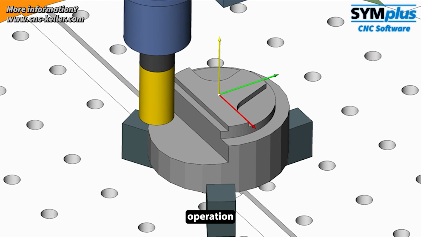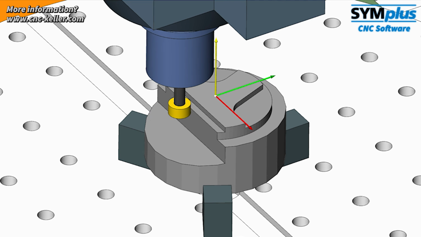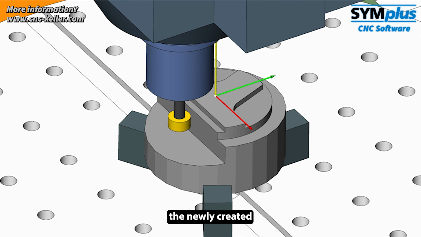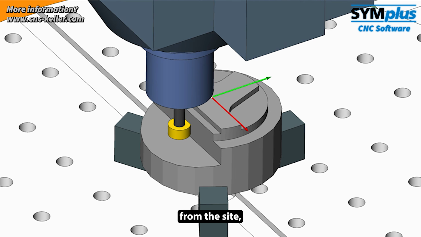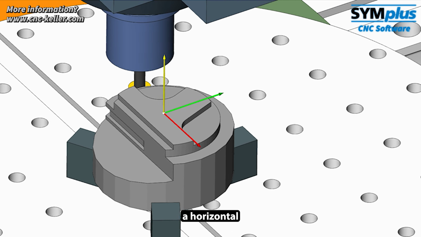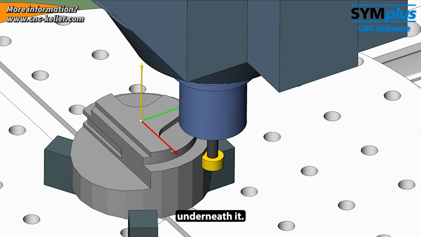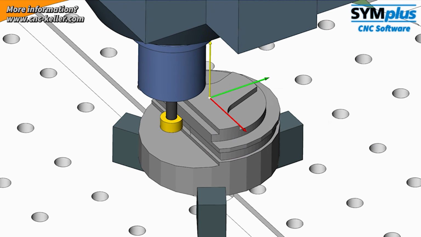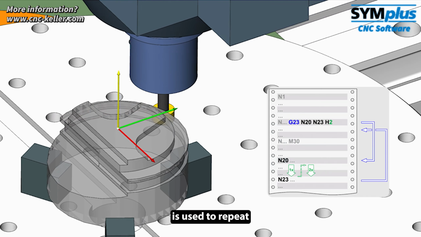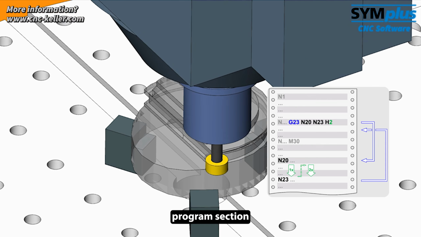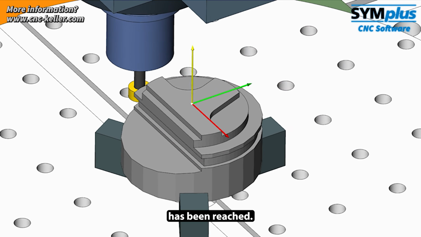The next operation uses a T-slot cutter. It approaches the newly created contour island from the side and machines a horizontal T-slot underneath it. Once again, G23 is used to repeat the existing program section until the final slot depth has been reached.